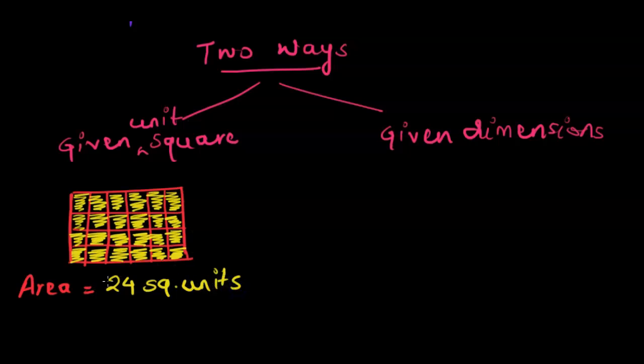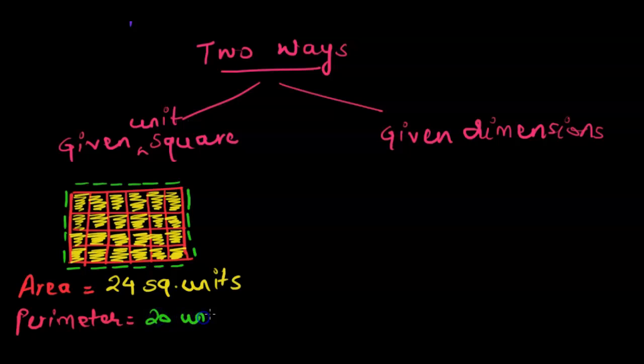If we want to find the perimeter, we have to go around this shape and see how many squares we cover. 1, 2, 3, 4, 5, 6, 7, 8, 9, 10, 11, 12, 13, 14, 15, 16, 17, 18, 19, and 20. So the perimeter is 20 units. Remember, for area we put square units, but for perimeter we just put units.